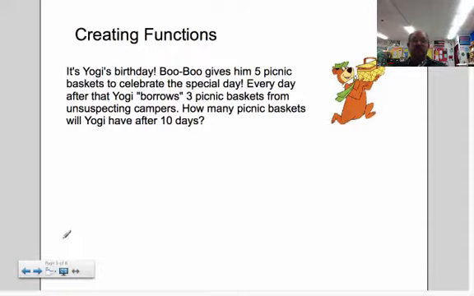Sometimes we're going to have a little story, and we're going to have to create a function to answer some sort of a question. So it's Yogi's birthday. Boo Boo gives him 5 picnic baskets to celebrate the special day. Every day after that, Yogi borrows 3 picnic baskets from unsuspecting campers. How many picnic baskets will Yogi have after 10 days?